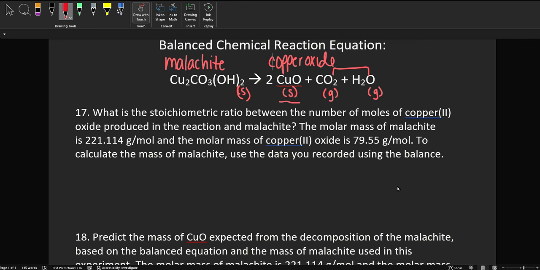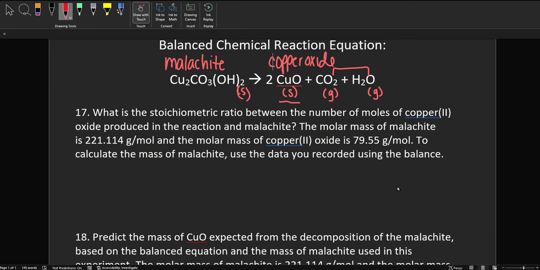So number 17 asks you, what is the stoichiometric ratio between the number of moles of copper oxide produced in the reaction and malachite? The molar mass of malachite is given, and the molar mass of copper oxide is 79.55. To calculate the mass of malachite, use the data you recorded using the balance. So that's where your data comes in. You're literally using what you recorded, and you're calculating moles and seeing what the ratio is.